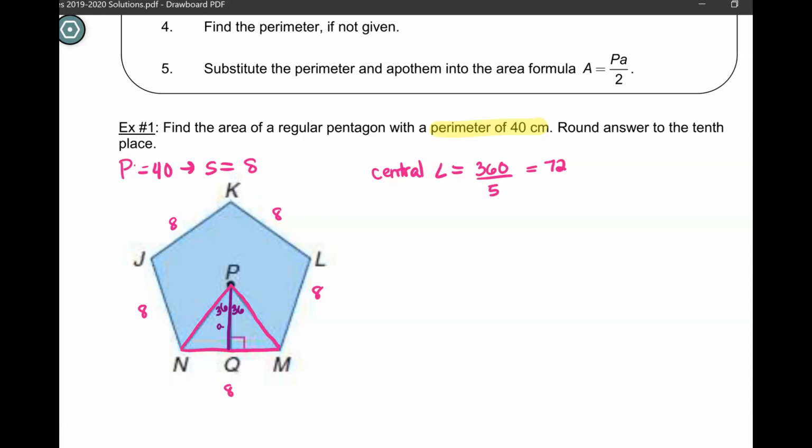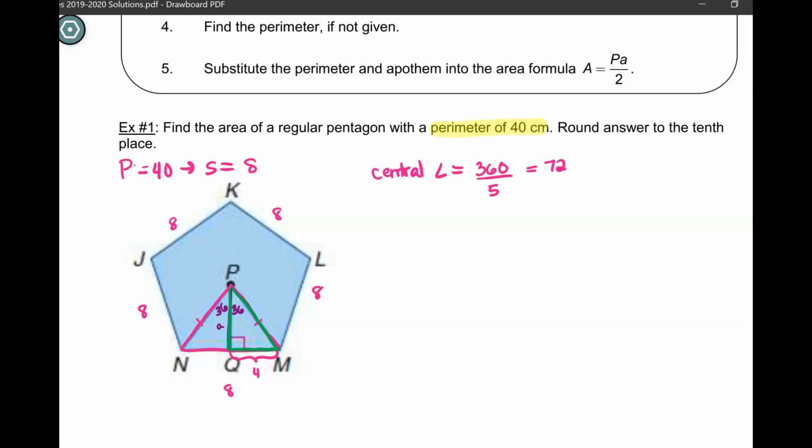Now we have something to work with, okay? What do we need to find? Well, we need to find one thing: the apothem. Now, if each side is 8, if I look from Q to M, that would have to be half of 8. Remember, this is an isosceles triangle, so this would be 4. So now what I'm going to focus on is this half of the isosceles triangle, because I need a right triangle to use SOHCAHTOA or trigonometry. And now I have enough information.